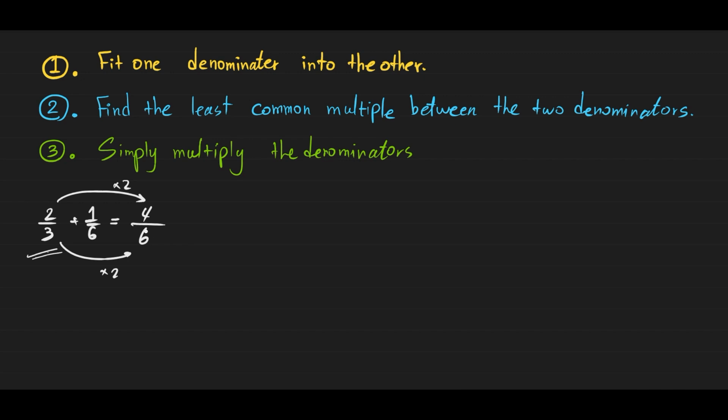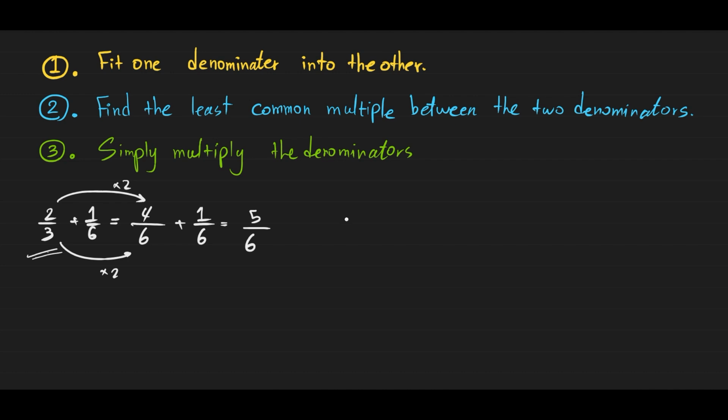After doing this, now the denominators of both fractions are the same and we can easily add them. So 4 over 6 plus 1/6. So adding across the top, we get 4 plus 1 and our denominator remains 6. And this will give us a fraction 5 over 6. And since 5 is a prime number, we know that our answer is in its simplest form.